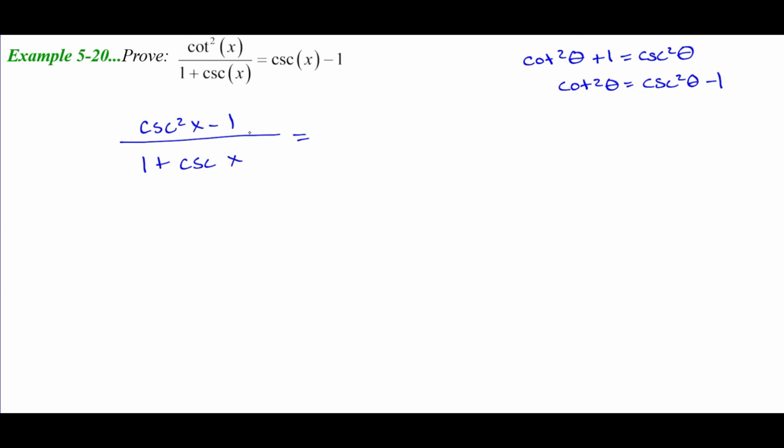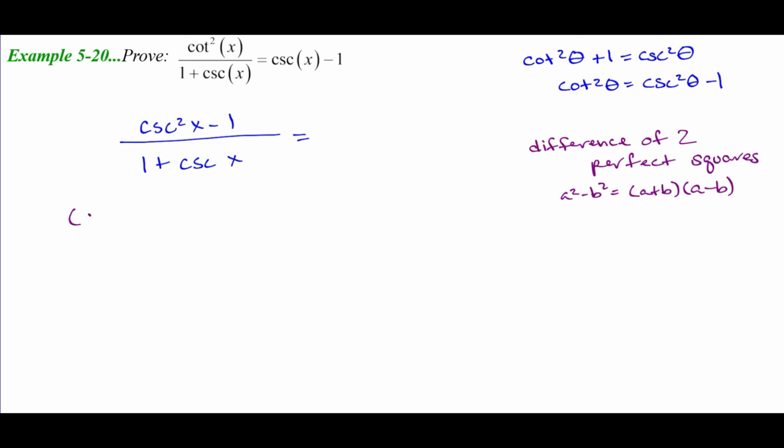Now what I want you to notice is that in your numerator you have a difference of 2 perfect squares. And remember when we did our simplifying trig expressions, we talked about difference of 2 perfect squares, a squared minus b squared factors into a plus b and a minus b. So when you see that difference of 2 perfect squares, you probably want to go ahead and factor it. So this is going to give me cosecant x minus 1 times cosecant of x plus 1.